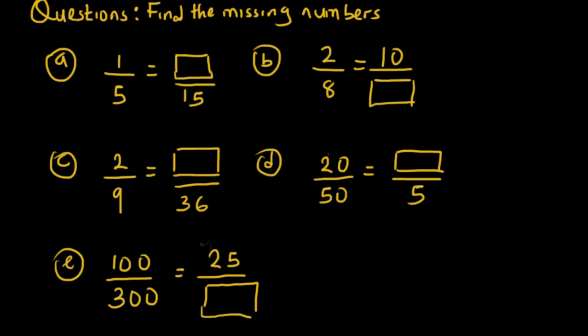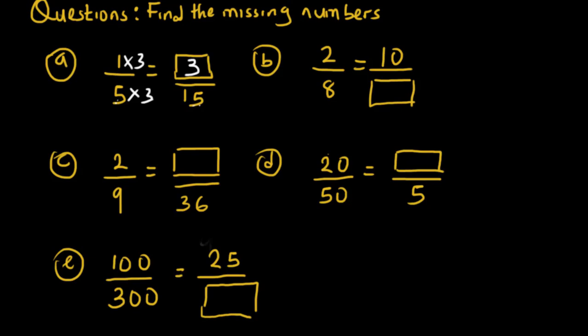Now, so we have these questions. Find the missing numbers. Now remember, the key is that what you do to the top, you have to do to the bottom. Does that make sense? Now let's do A. 1 over 5 equals dash over 15. Now, what did we do to 5 to get 15? We multiplied by 3. 5 times 3 will give us 15. So to get this missing number, we multiply the top number by 3. Do you understand? So 1 times 3 is what? 3. So our answer is 3.